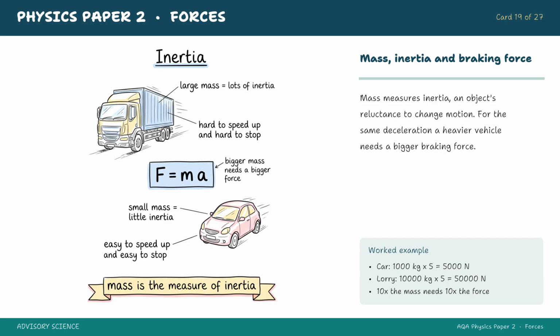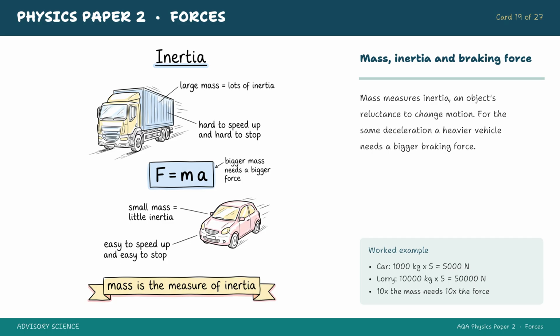To stop safely in the exact same distance, the heavy lorry and the small car need the exact same deceleration. Because the lorry has a much bigger mass, the formula F equals m times a proves it needs a much bigger backward braking force to slow down at the same rate as a small car. Let's say 5 meters per second squared deceleration.